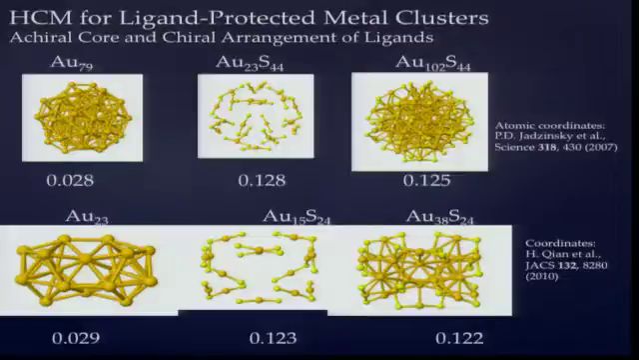Here's the historic first crystal structure from the Stanford group, Kornberg's group. The gold-79 core has very little measure, but it's not 0. It's about 2.8%.